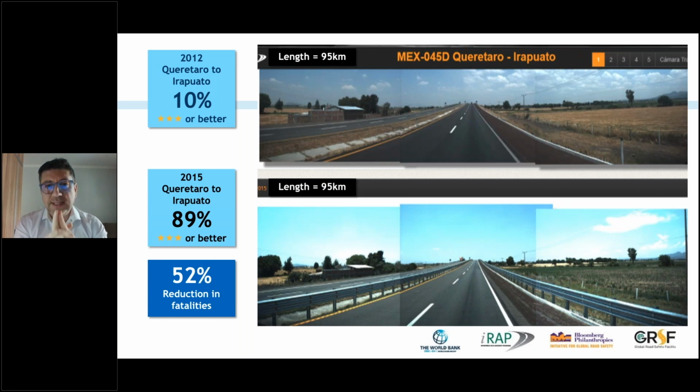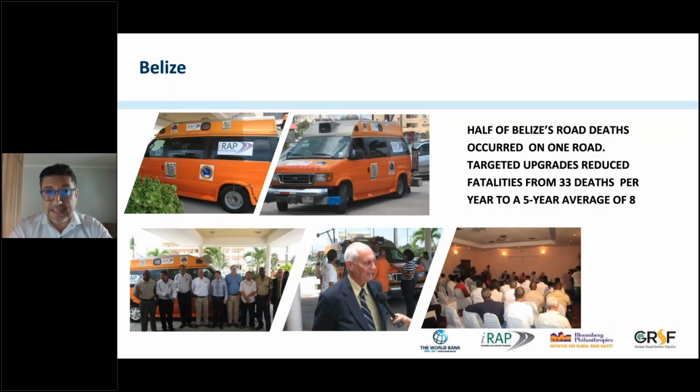But the most important thing is that 52% of the fatalities were reduced in these 3 years. Therefore, road safety infrastructure has an impact on saving lives, as this example shows. Next one, I'm going to give another example.